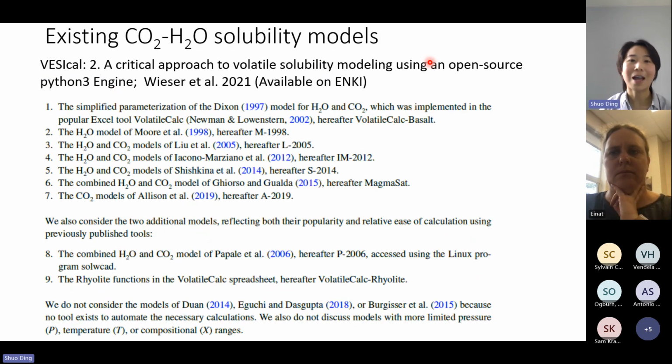Okay, so I just focused on one and talked a bit about the other two, but there are actually a lot of CO2-water degassing models right now. The nice thing is there is a review paper and a program, a kind of platform, that has most of these models available, and it's written in Python. It's called VESIcal.